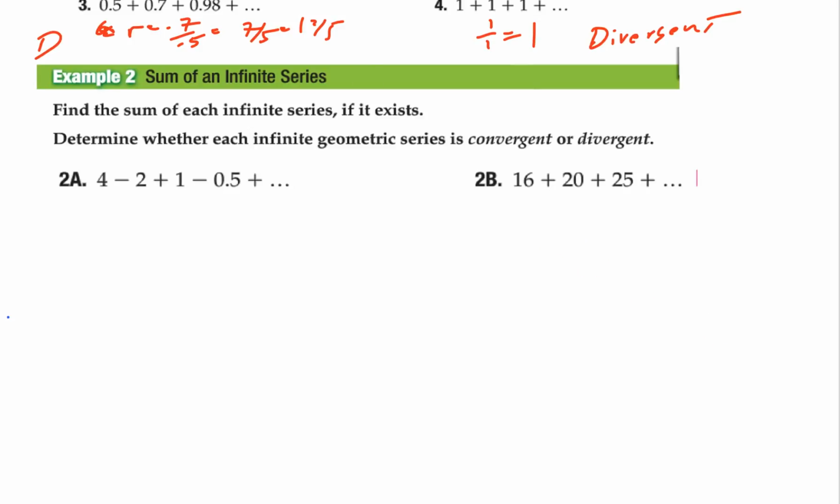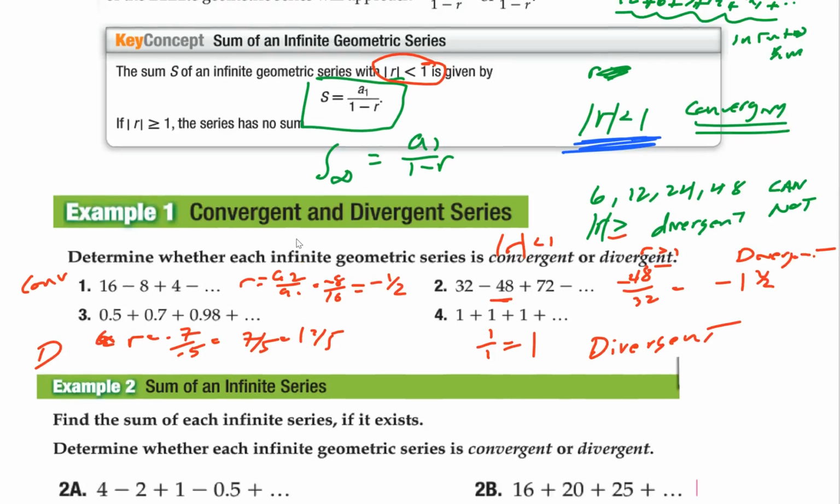Example 2. Let's actually find the infinite sum of some of these things. So remember, first thing, make sure you can. So let's find r first, because we might not be able to. So here's a2, here's a1. So negative 2 over 4 is a negative 1/2. So it is convergent. I can find it. Now let's actually find it. So my formula is this right here.